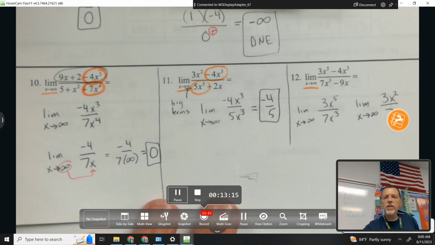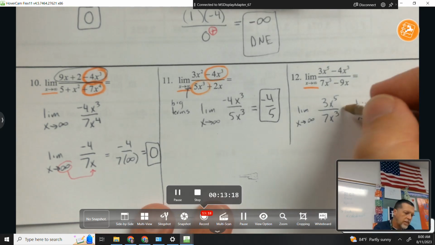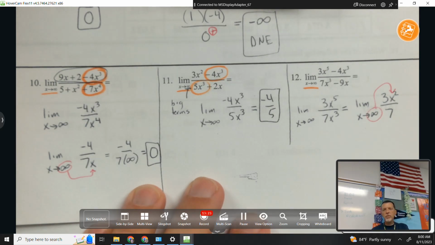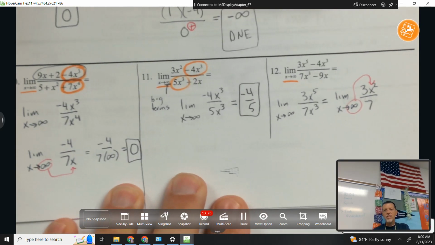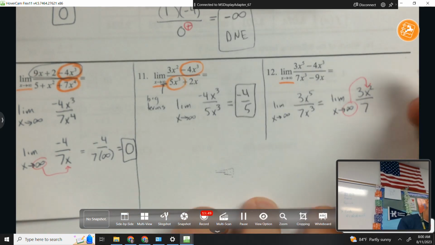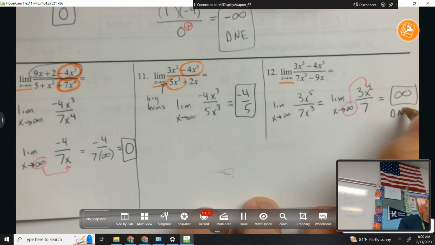But what happens here if I plug in infinity for x? 3 times infinity squared divided by 7. What's that going to be? 3 times really big number divided by 7. What's that? Infinity over 7. Yes. And what's infinity divided by 7? Say it. You're right. It's still infinity. Right? You take infinity and divide it by 7. It's still infinity. Which is D and E.